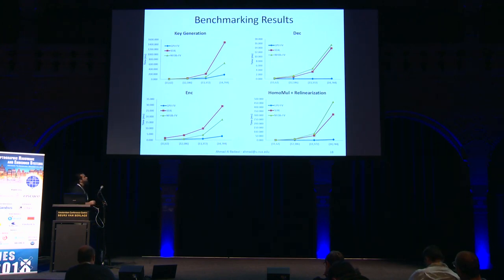So for the benchmarking, we compared our implementation with SEAL, the latest version of SEAL, which implements the RNS variant of the FV scheme. And we also compared with the NFLlib FV. For these basic primitives, the key generation, decryption, encryption, and homomorphic multiplication plus the relinearization, the GPU can get us sometimes from, I would say, 30 to 40x speedup against these implementations. If you want the exact numbers, you can refer to the paper.